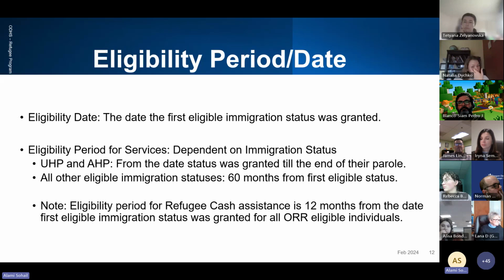So the eligibility period for all of the services is 60 months, except for UHPs and AHPs, and then the eligibility period for refugee cash assistance is basically 12 months. Refugee cash and refugee medical assistance are issued by us at DHS, so you don't have to worry about that.